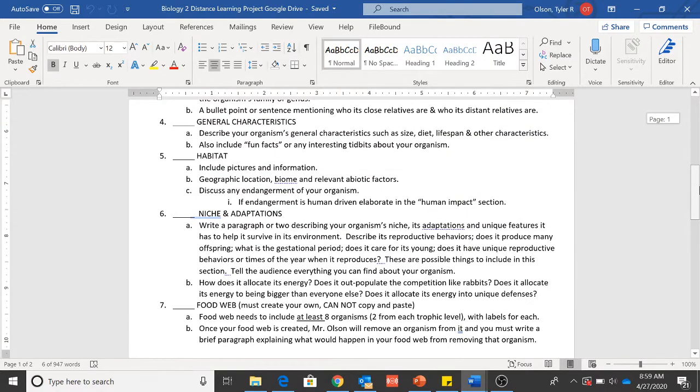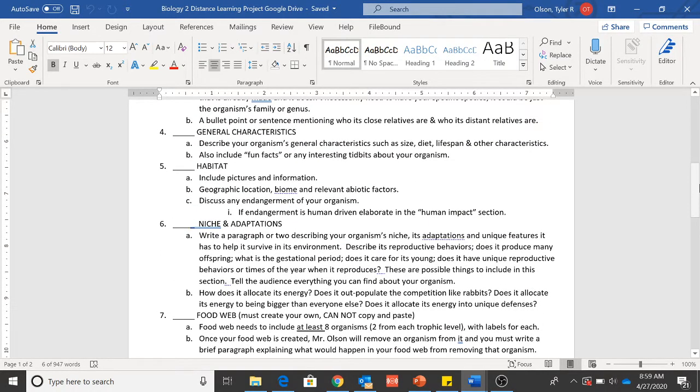The thing that I think is worth noting is like I said, we're going to be weaving our way through this project while we learn new things. And so we just got finished talking about biomes and biotic and abiotic factors. This is when I want you to now get this part of your project done. So bullet point number 5 or slide 5 about habitat of your organism. I want pictures and information, geographic location. Maps are always nice. You could tell us where it's at, but if you have a map showing where your organism is located, that's always helpful.